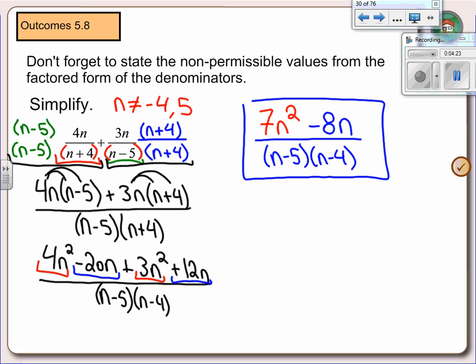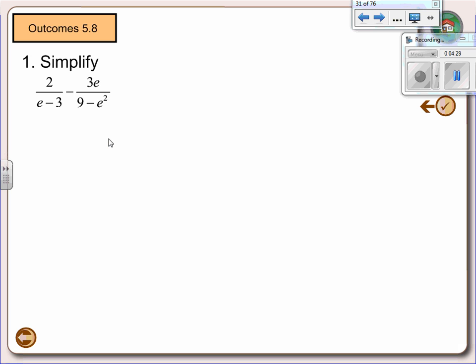So we're going to try a couple more of these. It can be overwhelming the first time. First time through can be a little bit scary, so we're going to do one more together. And this is another one that's pretty simple. It's a subtraction sign this time. But subtraction signs work the same as addition signs in that the only way you can combine fractions is if you have a common denominator.